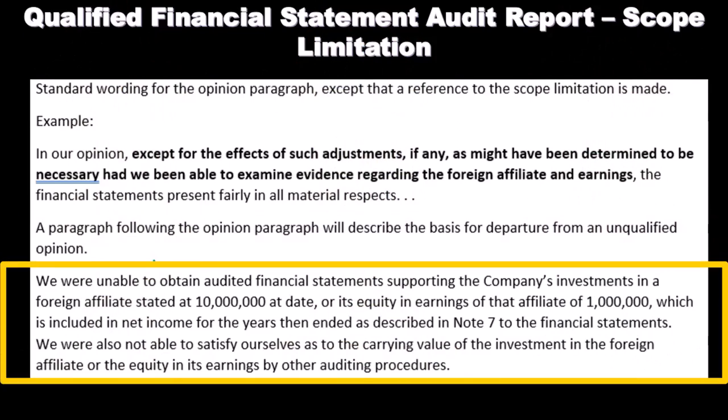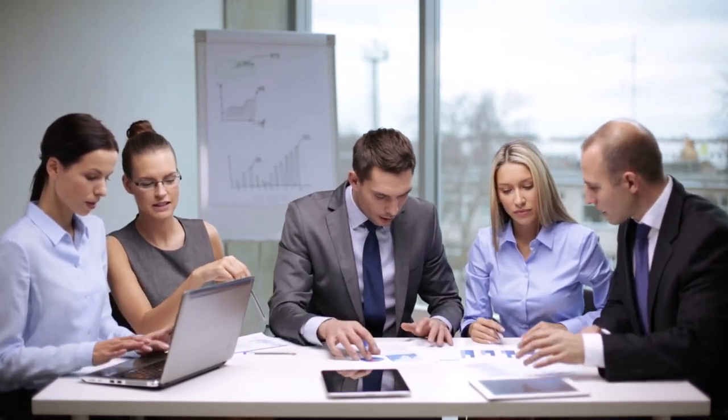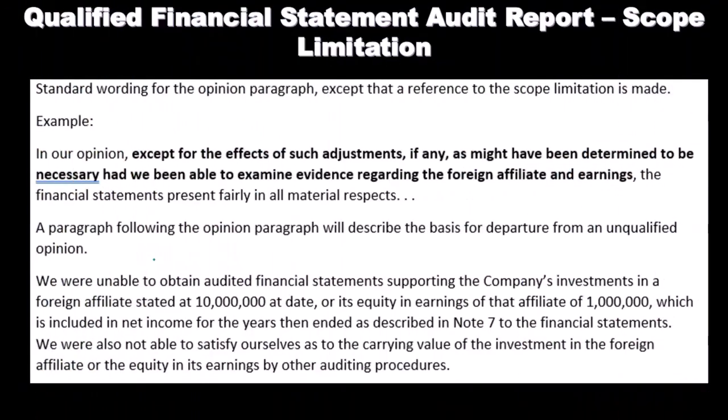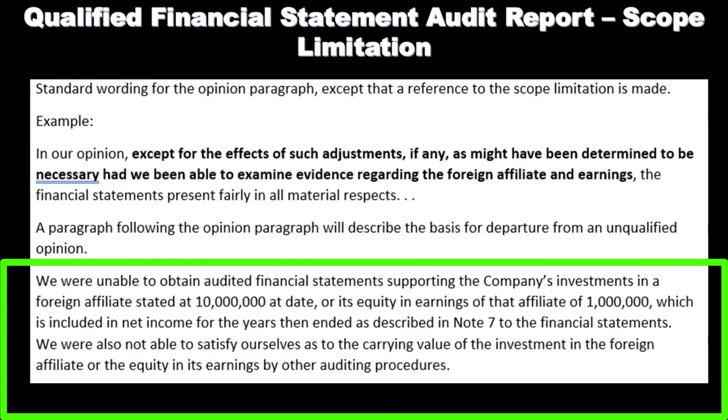We were unable to obtain an audited financial statement supporting the company's investments in foreign affiliates stated at $10 million at date, or its equity in earnings of that affiliate of $1 million, which is included in net income for the years then ended, as described in Note 7 to the financial statements. So obviously we'll refer to the note. The note will give more information on this, but it's significant enough for us to put it in the audit report here. We were also not able to satisfy ourselves as to the carrying value of the investments in the foreign affiliate or the equity in its earnings by other auditing procedures.